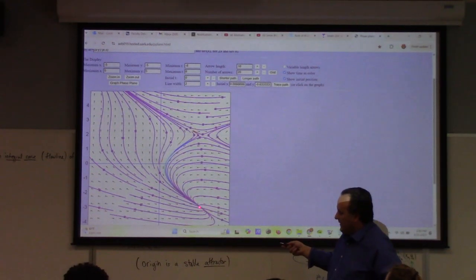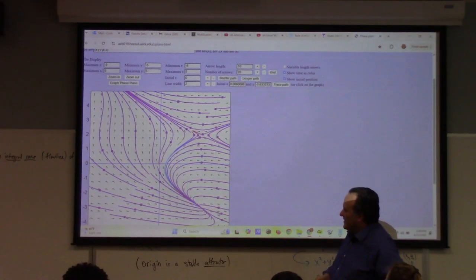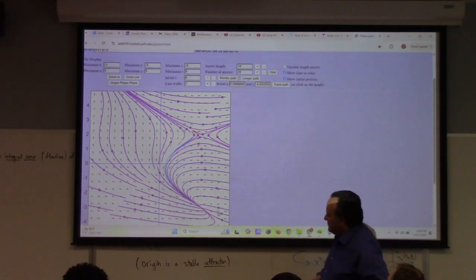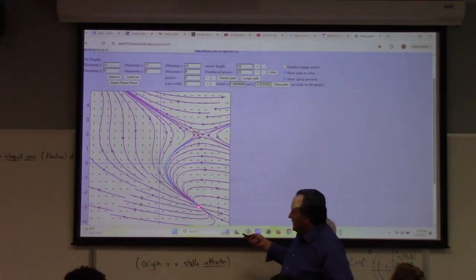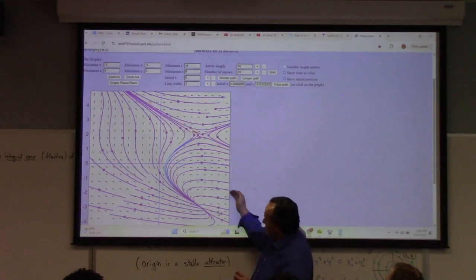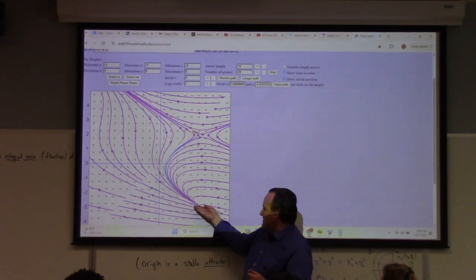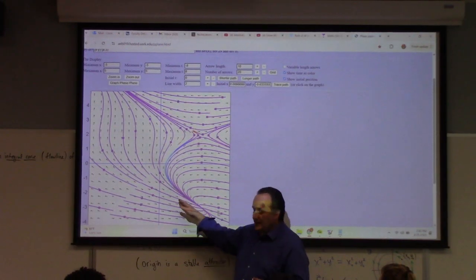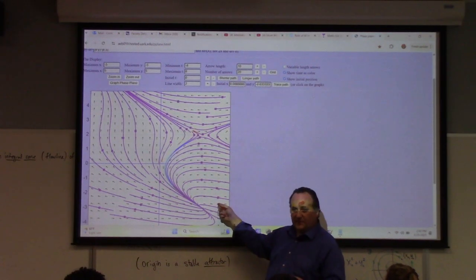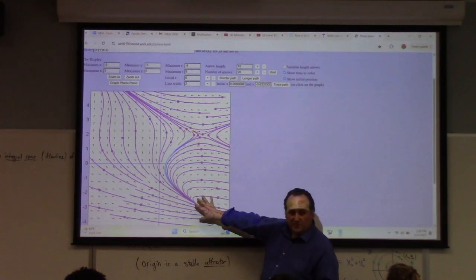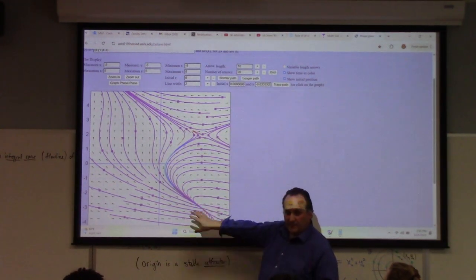It's right there. And believe it or not, notice all of these solutions are doing what? They're all flowing into it, actually. If you look at it, this is a stable spiral. All the solutions are getting sucked into that point. It's a stable spiral.